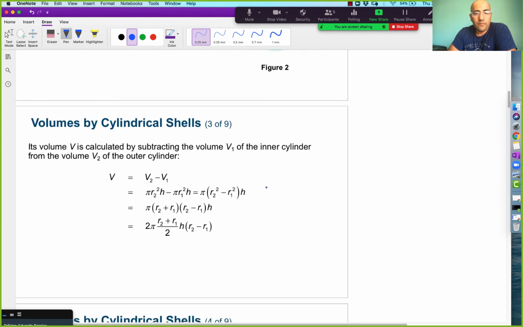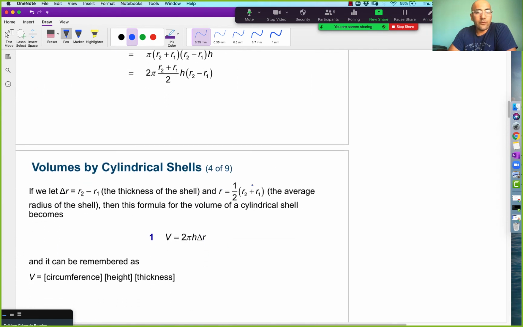Good. So that tells us this little equation. And then if we factor this out, this is a difference of squares, so we can factor it out this way, and then separate it out this way. All we did was move this h there, and then we introduced this 2 over 2. 2 divided by 2 is 1, so it's just a little trick to introduce that 2 in there. And why would we do that?